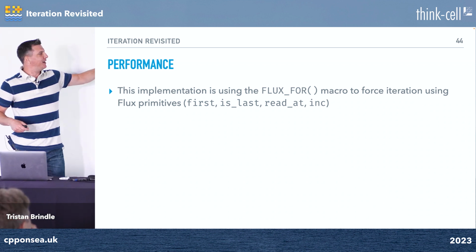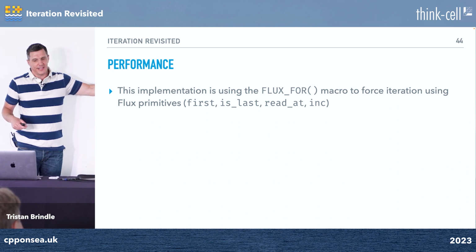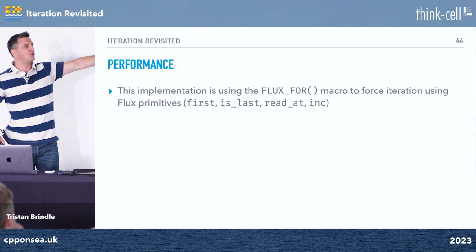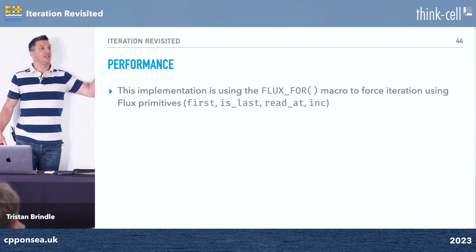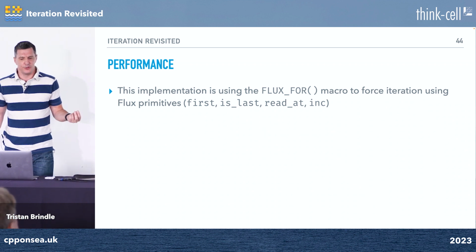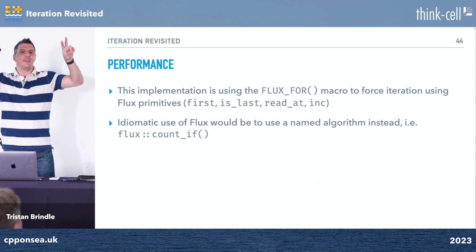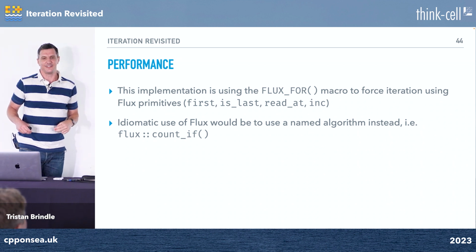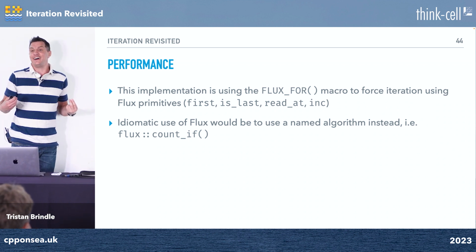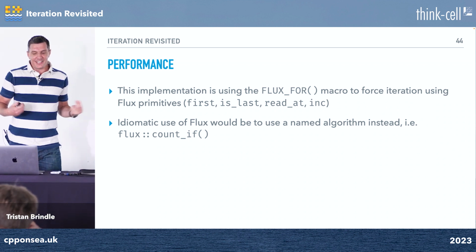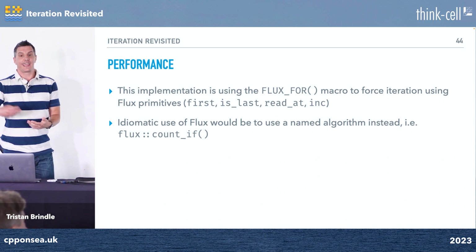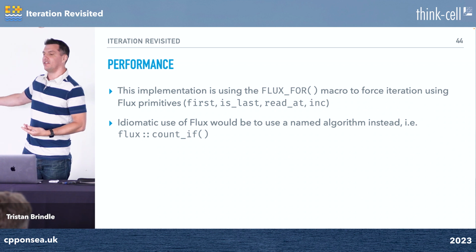But actually, things are even a bit better because this implementation, the one you just saw, uses this macro Flux for, which is, as I say, really a macro that I use for testing internally. It's not really intended for end user code because of idiomatic use of Flux, if you like. I don't know if you can have idioms in a new library, but I guess I get to decide what they are, right? So idiomatic use of Flux, we'd use a named algorithm where one exists. And in this case, we want to count how many even numbers there are. That was what we were doing.